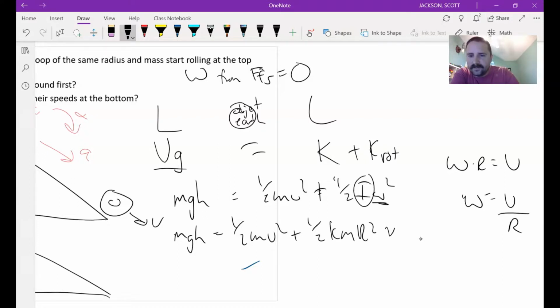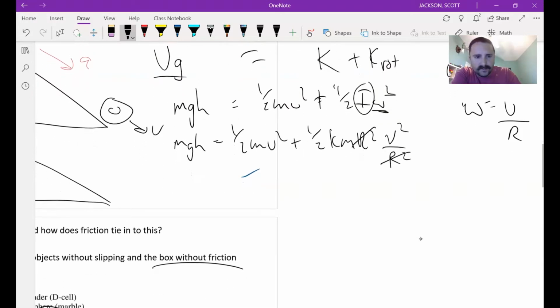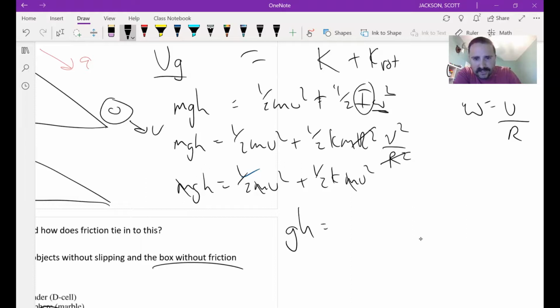So for this, I'm going to put v over r, but then I have to square it, so I square both of these terms. So those cancel out. So now I'm left with mgh equals 1/2 mv squared plus 1/2 k mv squared. Oh, mass in every term, they cancel. So let's solve for v. I'm going to try and isolate it. So I have gh equals, I'm going to isolate out the v squared.